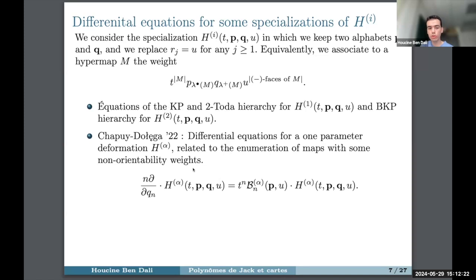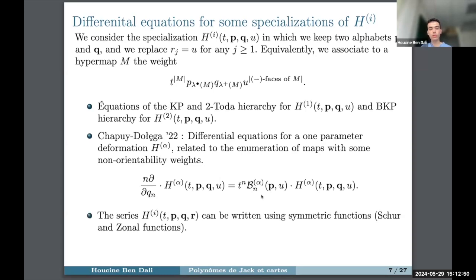And this deformation is defined using Jack polynomials. And they proved that with this deformation, we have differential equations. So here on the left-hand side, you have a derivation with respect to the variable Qn. And on the right-hand side, we have these differential operators Bn that Victor defined. And I will go back to this later.